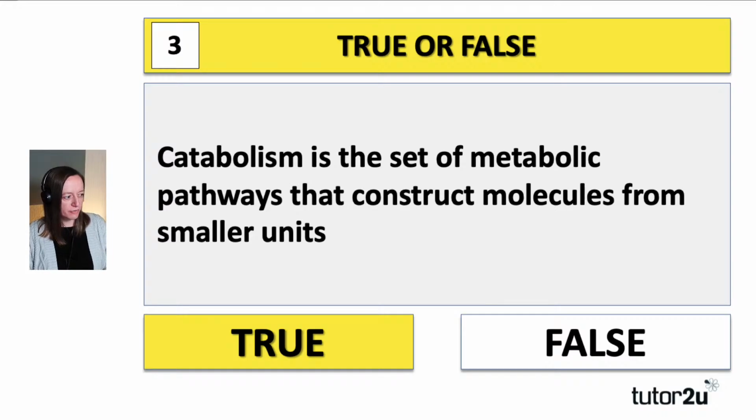Okay, so A is saying from larger molecules to smaller. So I think A is telling us that catabolism is about deconstructing, so going from larger molecules down to smaller molecules. So what is it when you construct molecules from smaller units? What is the word that we should replace catabolism with?